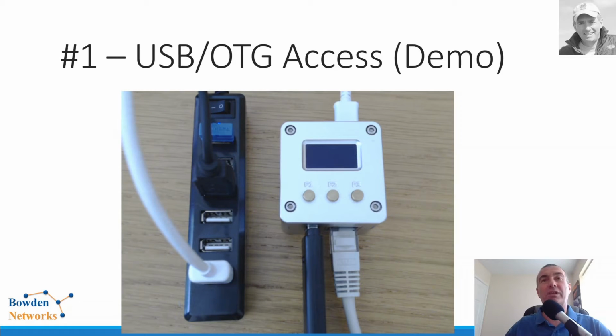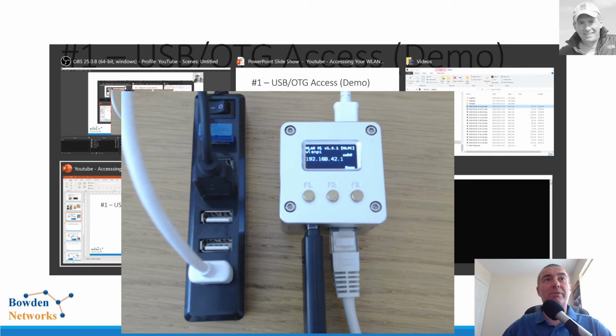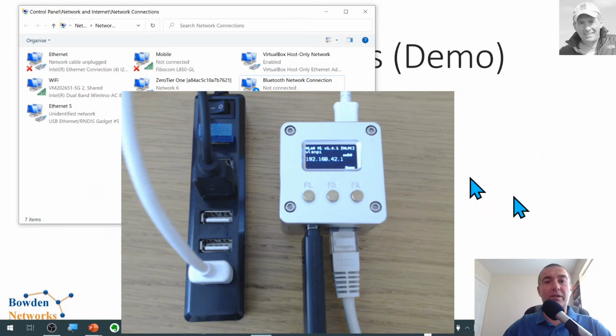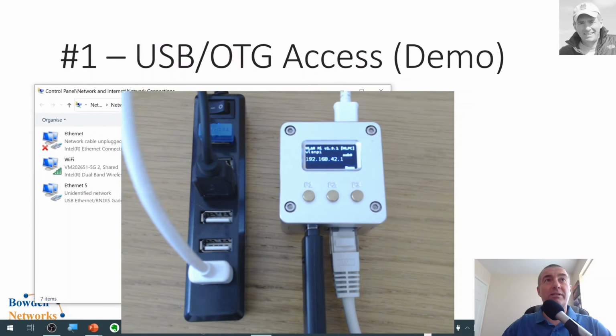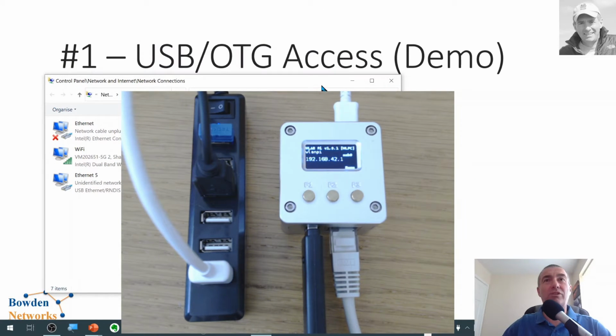We should actually see the initialization screen on the WLAN Pi, and then once we've done that, I'll be able to have a look at the list of network connections on my laptop. Here we go. So we can see now we've got the 192.168.42.1 address, which is shown assigned to the USB port of the WLAN Pi.